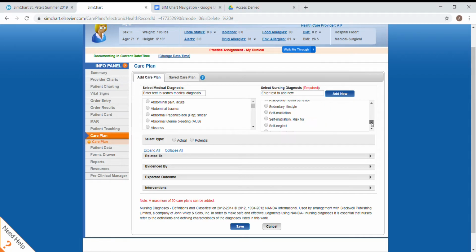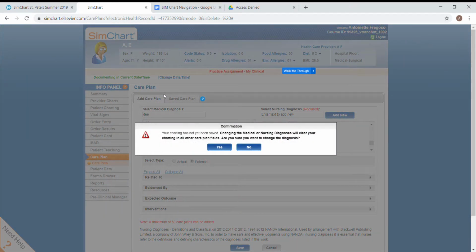So I think you get it. So risk for, we're going to say risk for bleeding because the patient is on a blood thinner, an anticoagulant. And this is a potential problem, so it's not an actual problem yet, but we're trying to prevent that from happening. So you can put the medical diagnosis here, but you don't have to. We can say deep.